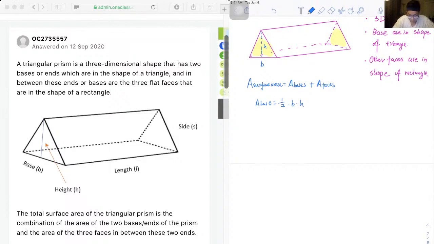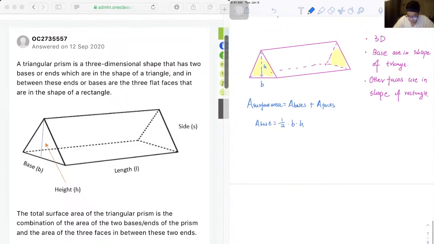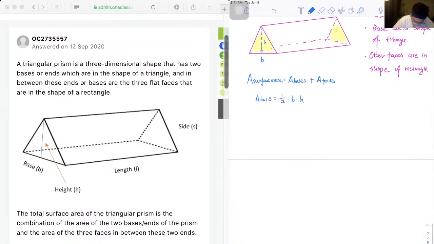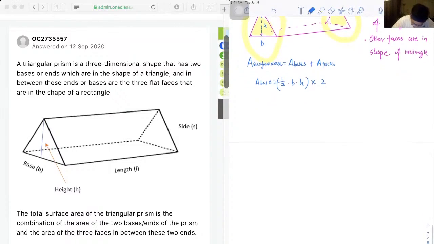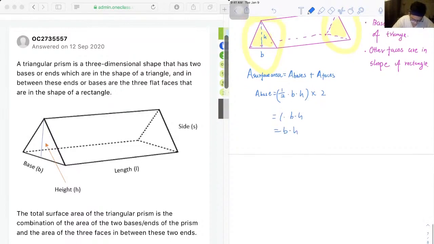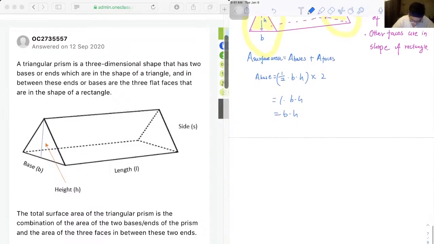But recall that we have two bases and they are both in the shape of a triangle. So therefore, we need to multiply it by 2, because we have one right here and another one right there. Since there are two ends of the prism, we multiply the equation by 2. So 1/2 times 2 is equal to 1. So we get 1 times b times h, which gives us b times h. Okay, so we're done with the base part.